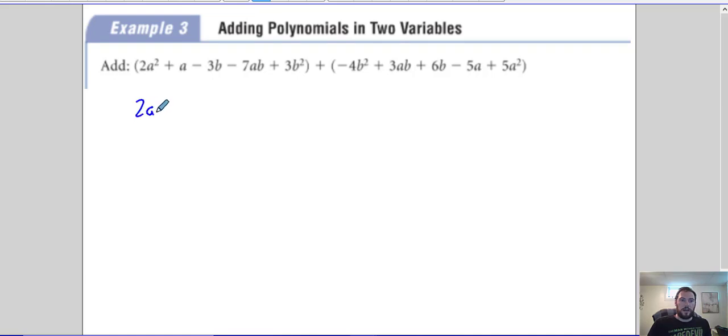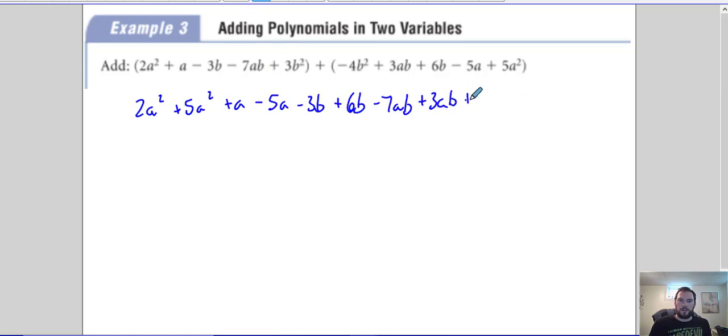So if I have 2a squared, I'm looking anywhere else. Do I see any other a squareds? Oh, yep, there's one there. So plus 5a squared. And then plus a, any other a's? Oh, there's one there. So minus 5a. Minus 3b, and again, I'm looking through. I see I have a plus 6b on this one. Minus 7ab, so again, come over here, I've got a 3ab. And then finally, plus 3b squared, and I see that I have a minus 4b squared.